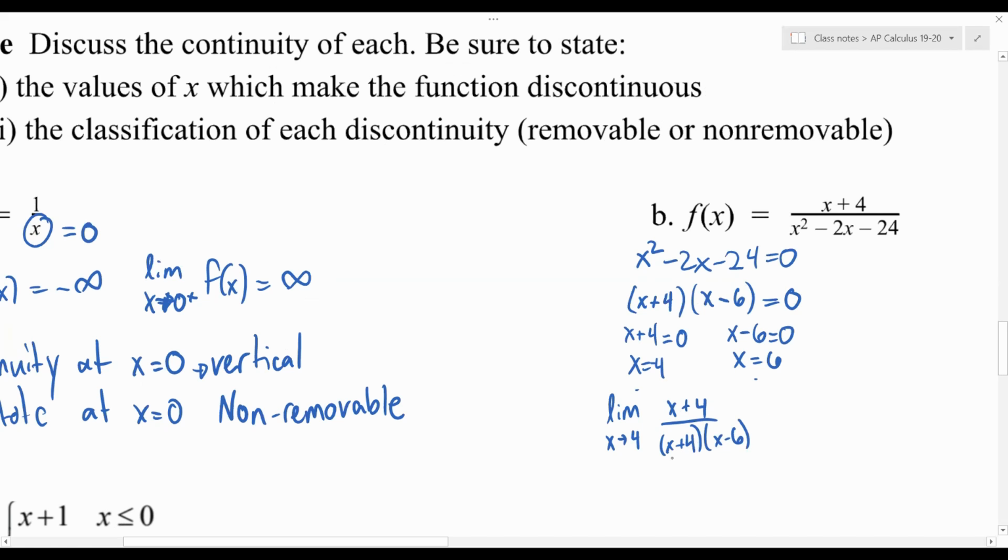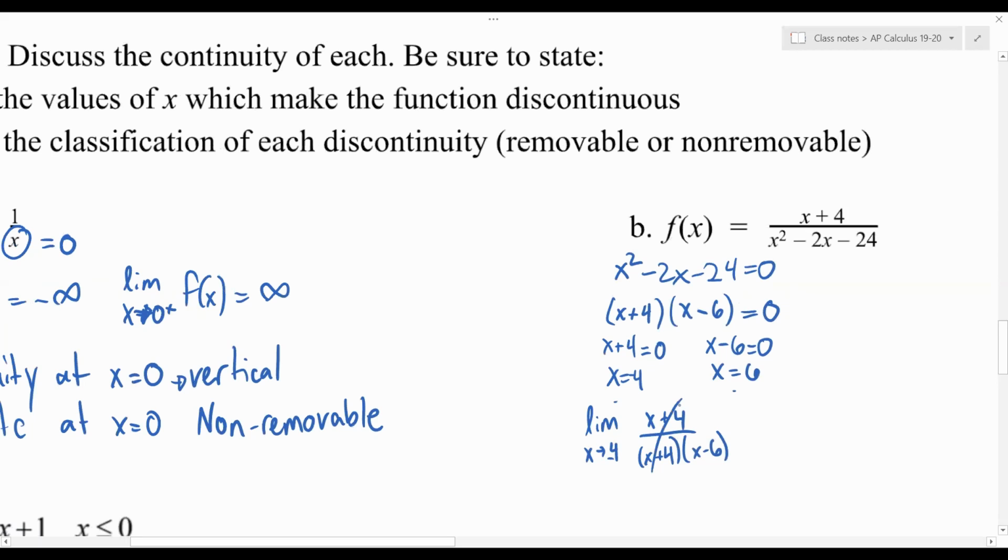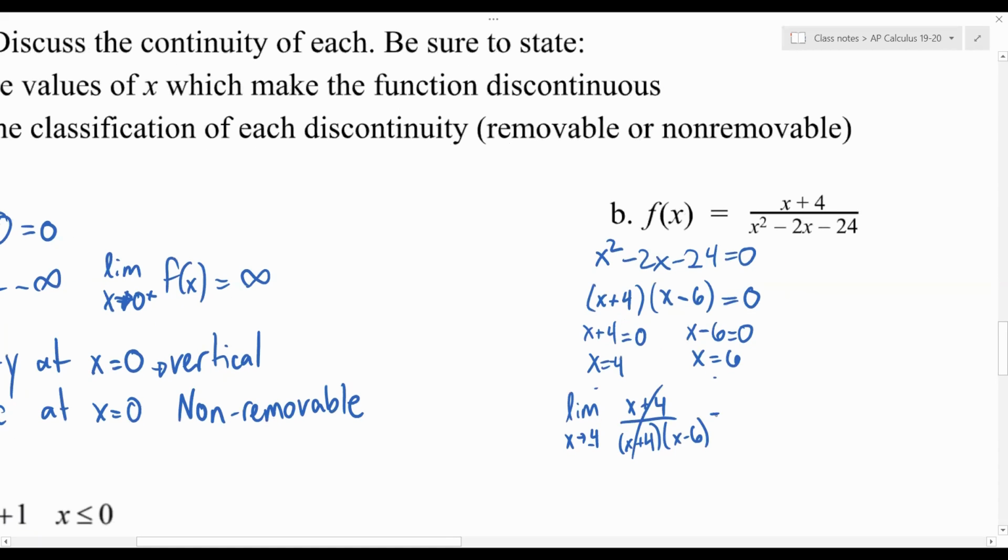So if we plug in negative 4, we're going to get 0 over 0. But we see we can cancel these out and get rid of one of our problems. The limit as x approaches negative 4 of 1 over x minus 6. Now if we plug in negative 4, we're going to get 1 over negative 4 minus 6, which is negative 10.